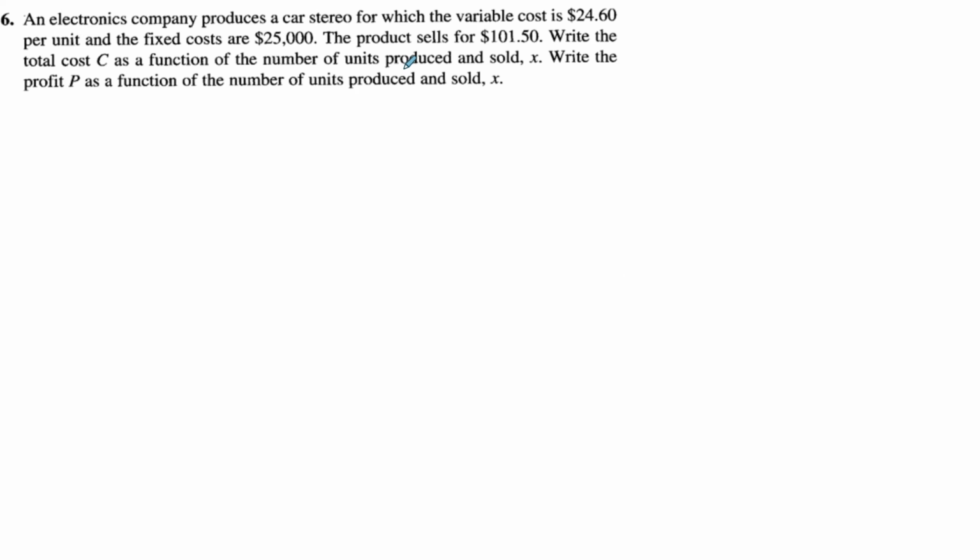All right, a company produces a car stereo with a variable cost of $24.60 and fixed costs of $25,000. So $25,000 no matter how many you produce. The product sells for $101.50. Write the cost as a function of x, and then write the profit. Now profit is equal to your income minus your costs. That's in general how that works.